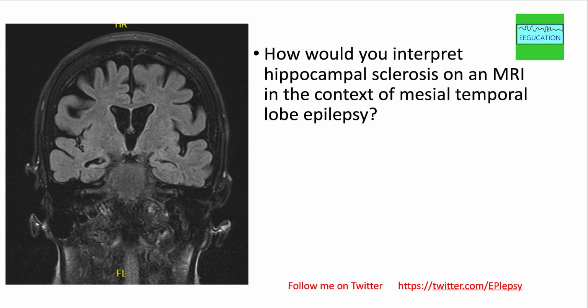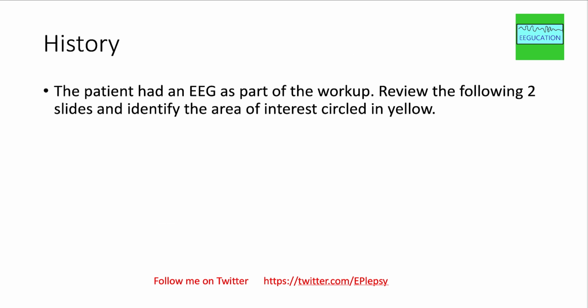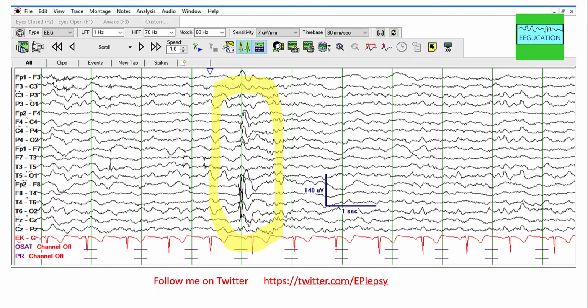Try to identify what are the features of the hippocampus that make you call it a mesial temporal sclerosis. Now, in the following two slides, I'm going to show you some EEGs, and there are areas of interest that are circled with a yellow color. Let's start with this one. You don't have to describe the whole EEG, just identify the abnormality in the yellow circle here.